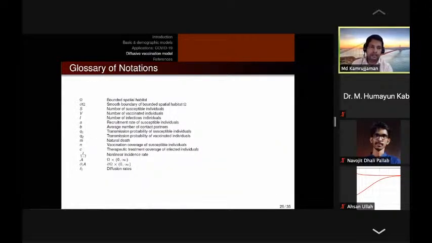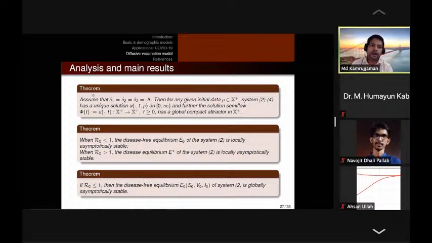And this is the glossary of notation, so I am not going to explain it in detail. Here are some of the analytic results. If we assume that all the diffusion speeds are the same, then the conclusion of the first theorem shows that there is a global compact attractor. That means the solution for any initial value will converge to the global attractor X plus, which is basically the domain. In the second theorem, when the basic reproduction number is less than one, the disease-free equilibrium E naught is locally asymptotically stable. In the opposite scenario, when R naught is greater than 1, the disease equilibrium is stable.